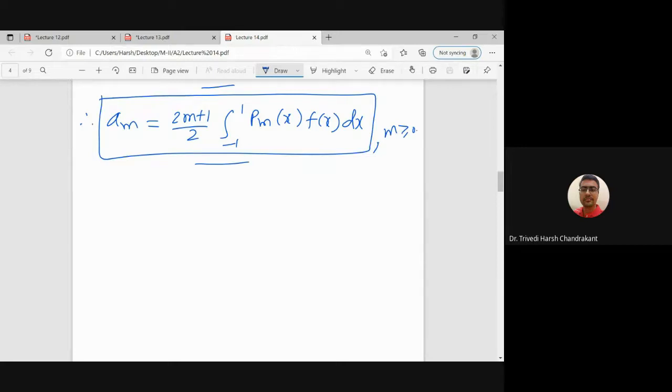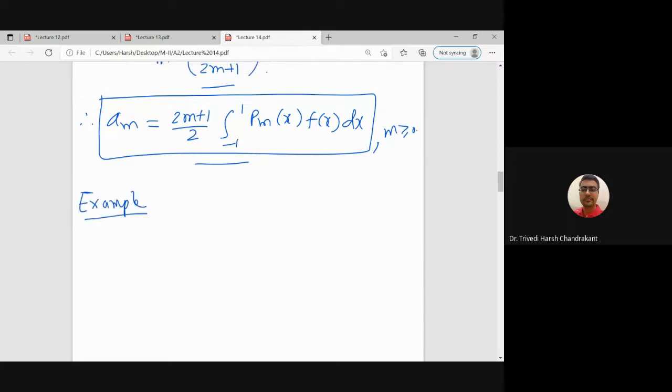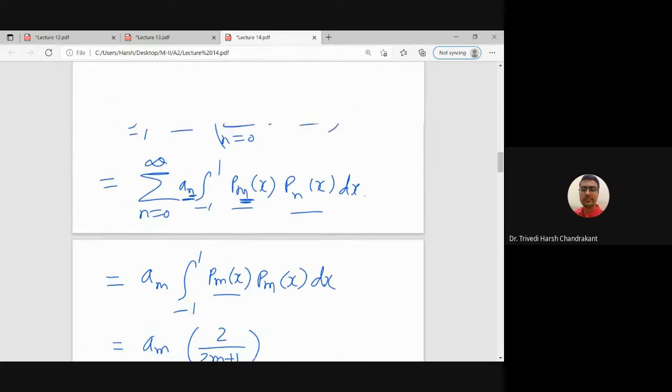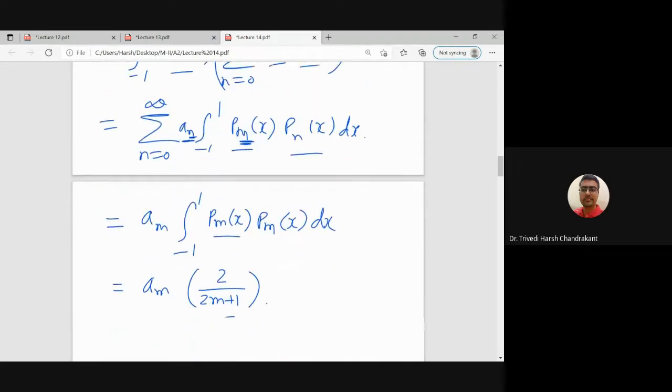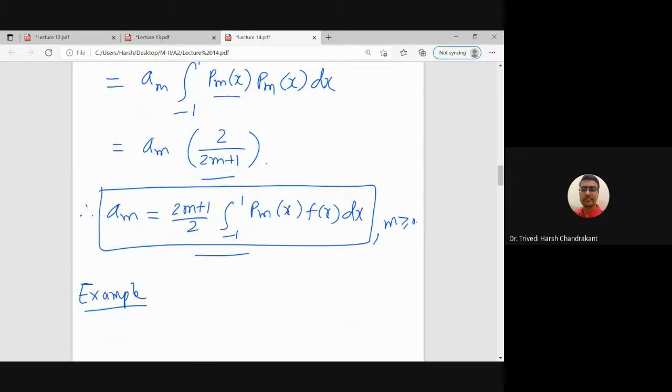So let us take one example where we will take some simple function and see whether we can find the initial numbers a0, a1, a2, and so on. So consider the function. Such a series expansion we will also study in this course, known as Fourier series expansion, where we will see the expansion in terms of cosine and sine terms. But this is a general expansion in terms of the Legendre polynomials. It is known as general Fourier series expansion.